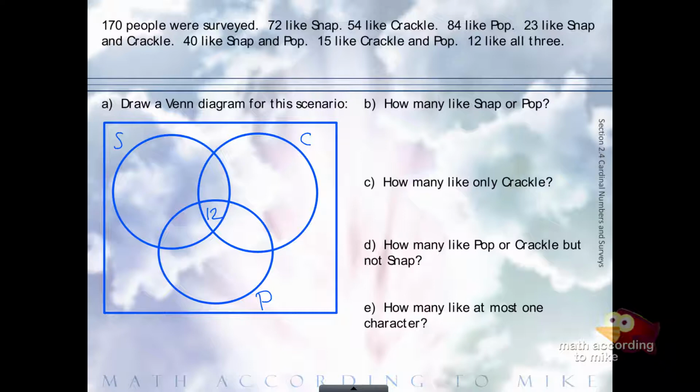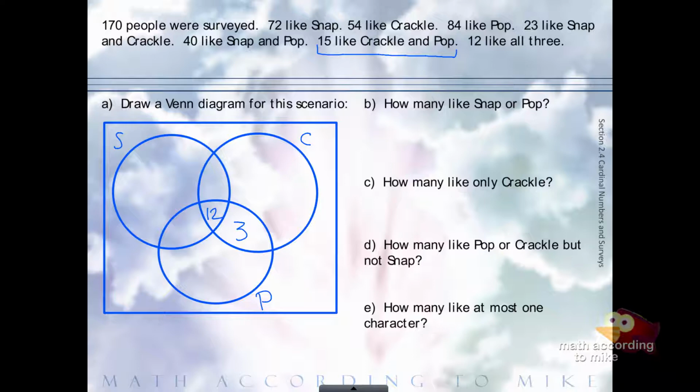So let's start with 15, like Crackle and Pop. Well, Crackle and Pop are where the Crackle and Pop circles overlap. That would be this portion right here. So let's figure out how many of those people are. If we already have 12 accounted for, but it needs to add up to 15, that means we need 3 more people.